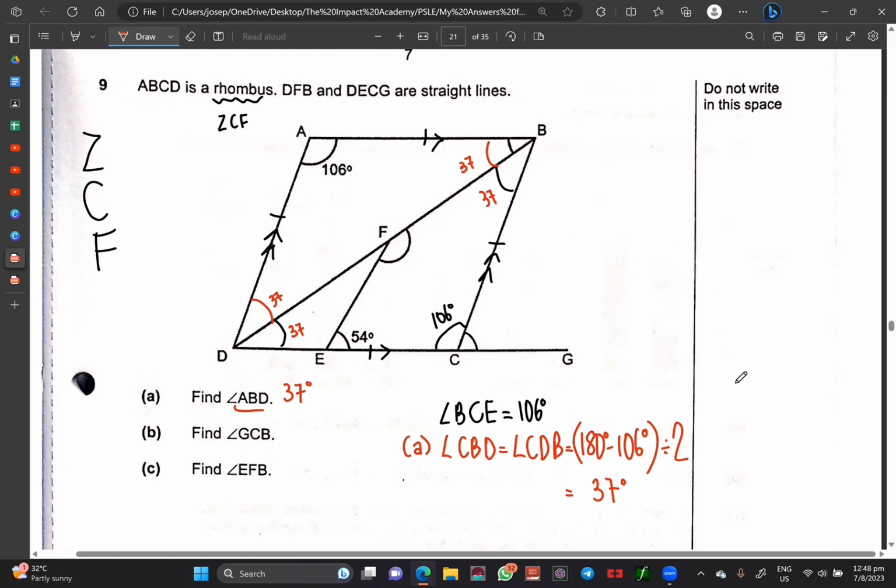Now, once I'm done with this, what I want to go on to do is find GCB. Where exactly is GCB? GCB is simply whatever that is over here. You might want to put a question mark so that you inch closer to your answer. And then of course the next one is EFB. Where is EFB? EFB is basically whatever that is over here.